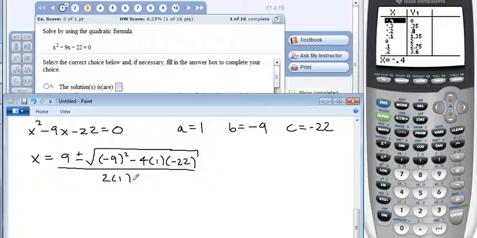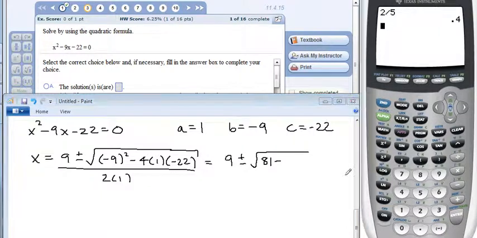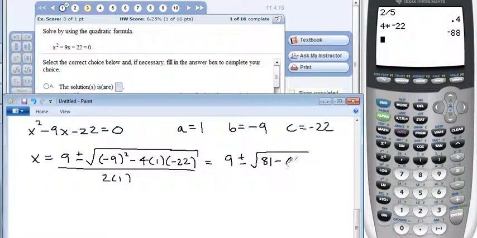Okay, if you don't remember the formula, always have it written down somewhere where you can see it, and then you can plug stuff in. All right, now it's the simplification process. 9 plus or minus. What is negative 9 squared? Well, that's going to be 81. And here we have a minus, and then we have 4 times 1 times negative 22. So let's do 4 times negative 22. We don't need the 1 in there. That's a negative 88.